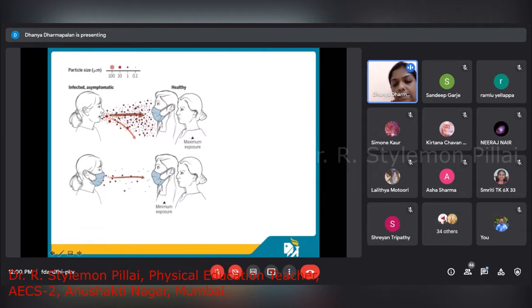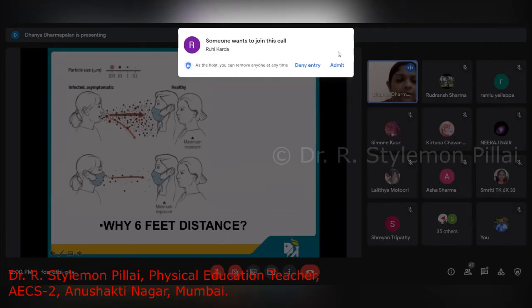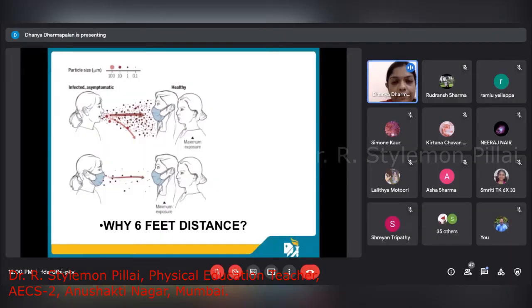Now, you must have heard that you should keep 6 feet distance. So why 6 feet distance? It's because these large droplets mostly fall within 6 feet. How much is 6 feet? It is like the length of your bed or sofa. So, if somebody is sick especially, you must keep a 6 feet distance.